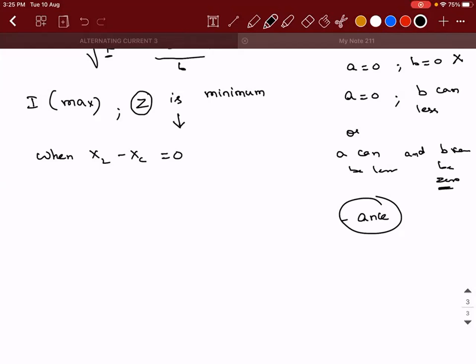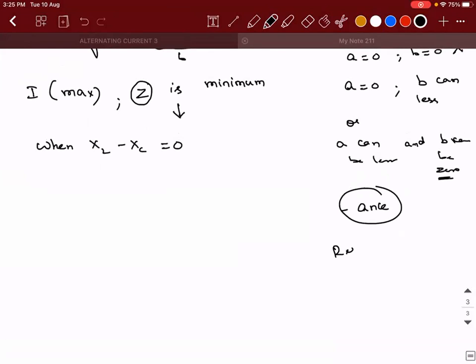What are the devices which can store energy? Capacitor and inductor. If only a capacitor is present, we call it capacitive reactance. If only an inductor is present, we call it inductive reactance. Then when will you define impedance? When it is a combination of resistance plus reactance.